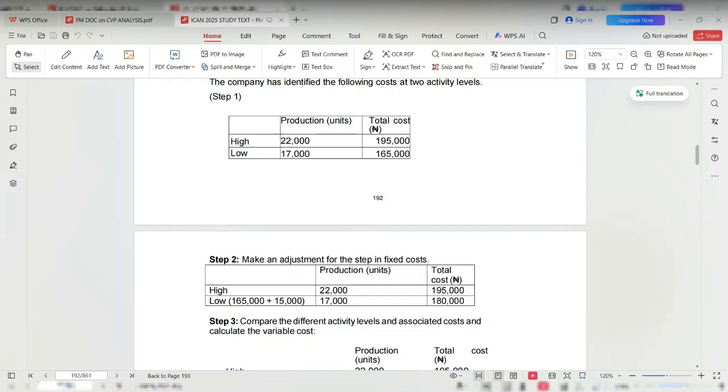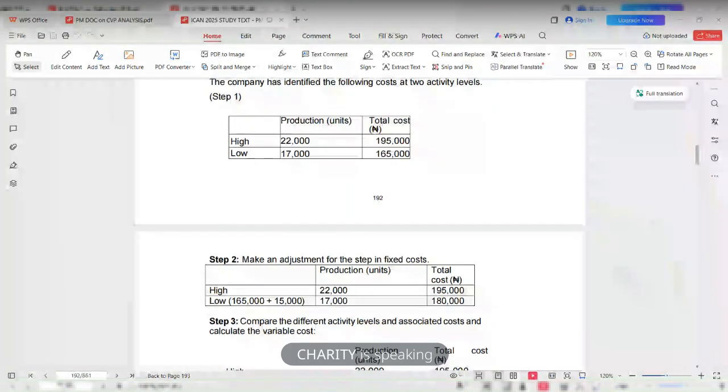114,000 plus 3 times 20,000. That will be 60,000. You can now say our total cost, which is Y, now equals 114 plus 60. That should be 174,000. Do we get it now? Do we get it? Is it clear? It's clear. Okay, thank you. So let us continue.